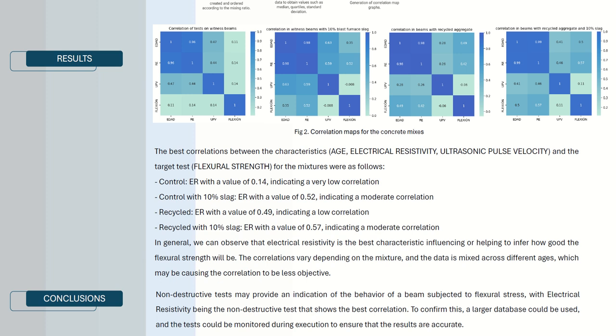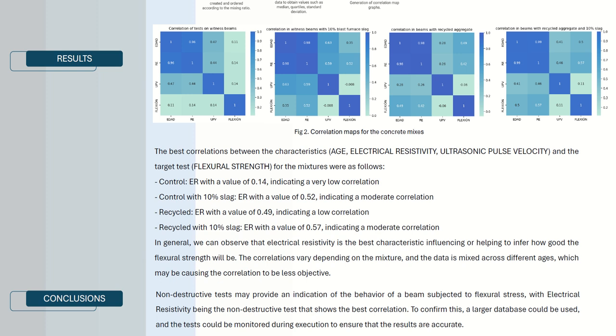Recycled, ER with a value of 0.49, indicating a low correlation. And the last, recycled with 10% slag, ER with a value of 0.57, indicating a moderate correlation.